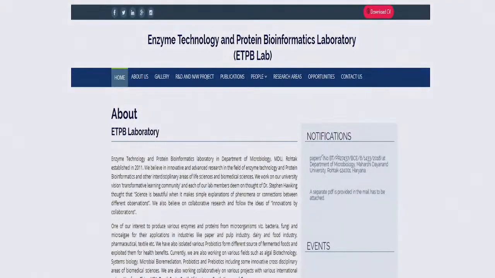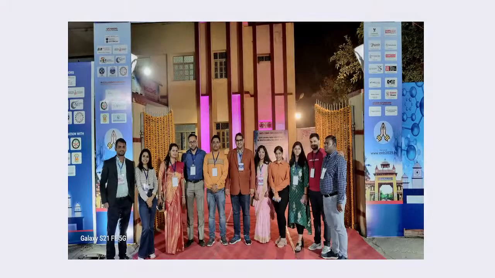So this is our lab look, you can see, and this is the old picture of our students. You can see here. This is the oldest picture. Okay.